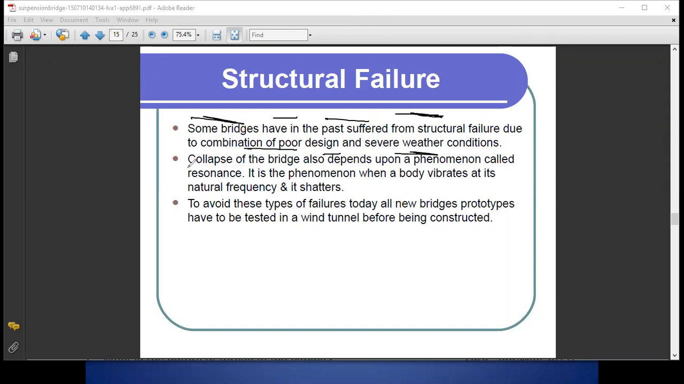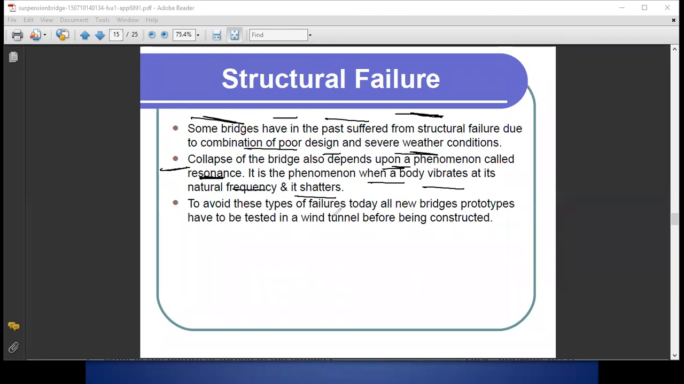So collapse of the bridge also depends upon the phenomenon called resonance. Okay, repetitive loading. It is the phenomenon when the body vibrates at its natural frequency and it shatters, right? So this is one of the reasons for the failure of bridges.